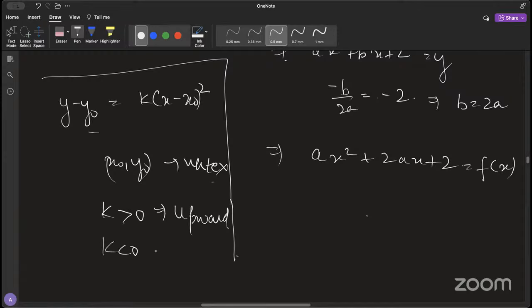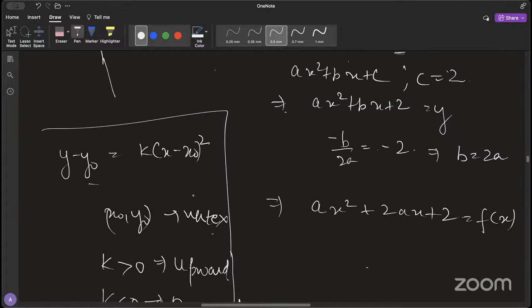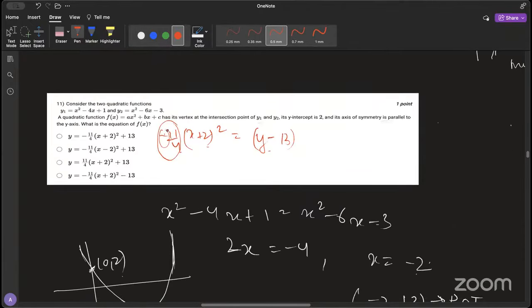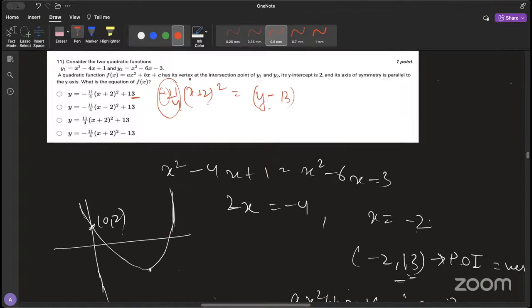And k less than 0 implies a downward parabola, right? So here your k is negative. That means, according to this one, the parabola should be downward. But according to the information given, it's an upward parabola. That means this one should be the correct one, right? Is this okay?